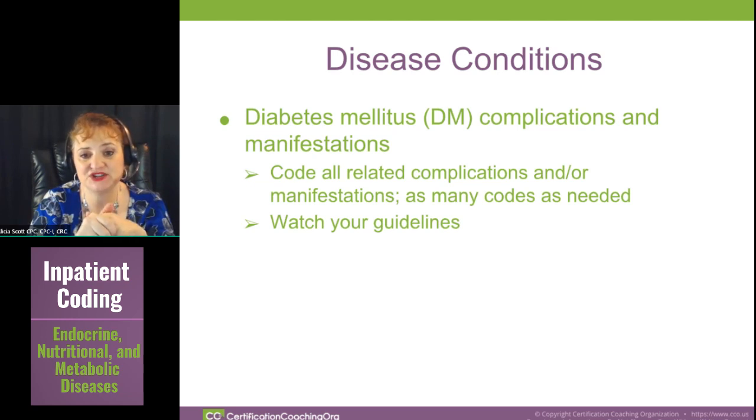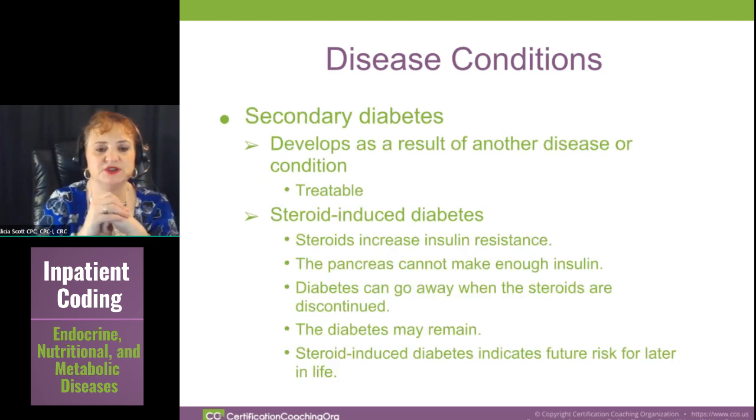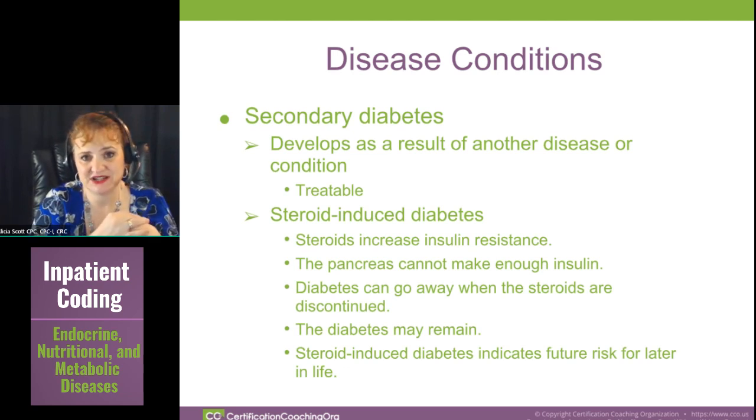If there's any complications as a result of a manifestation, then you're going to end up coding that as well. Remember, we already talked about the Z codes for an insulin pump. And again, if your person has an insulin pump, they're usually a type 1 diabetic, okay? The guidelines will tell you what to do. We also have secondary diabetes. So we have type 1, type 2, and we have secondary diabetes.